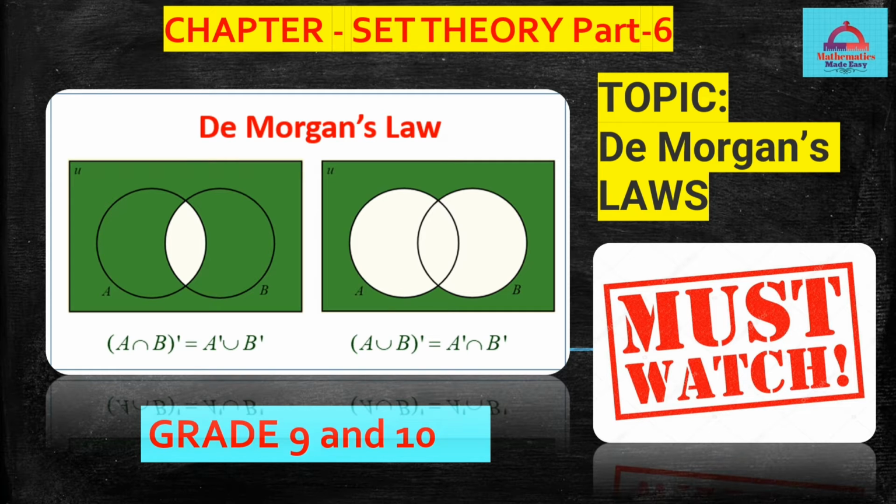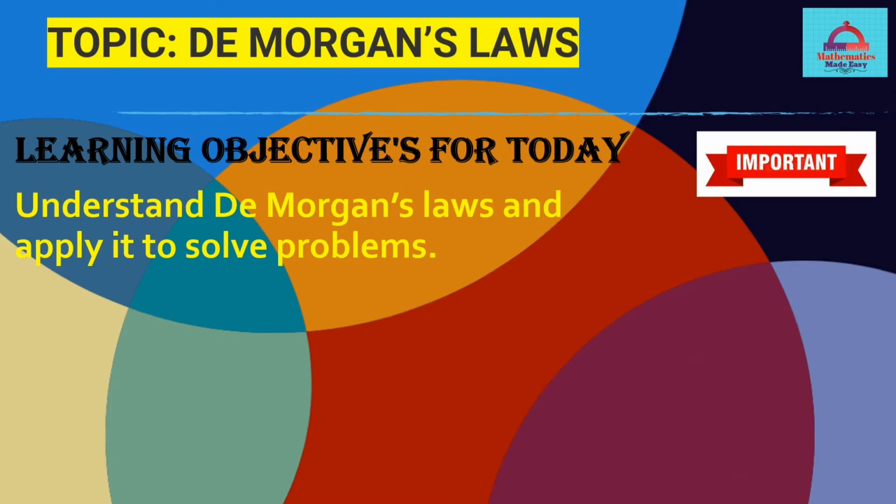It's a very, very important law in set theory, and let's see the learning objectives for the session. In this session today, you are going to understand De Morgan's law, and there are two laws, part 1 and part 2. We are going to understand both of them in detail, look at some examples and apply the laws to solve problems. So let's get started.